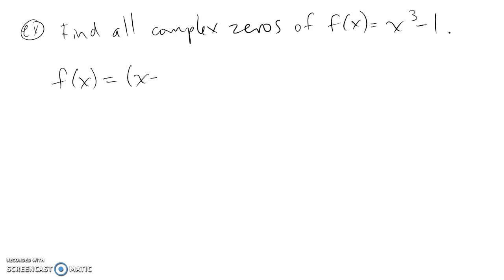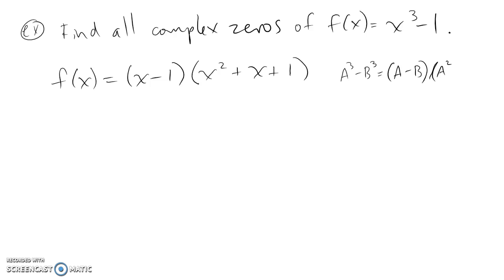We know that it's the difference of cubes. So what that means is that it factors to x minus 1 times x squared plus x plus 1. Here I'm using the fact that a cubed minus b cubed equals a minus b times a squared plus ab plus b squared, where a is equal to x and b is equal to 1.